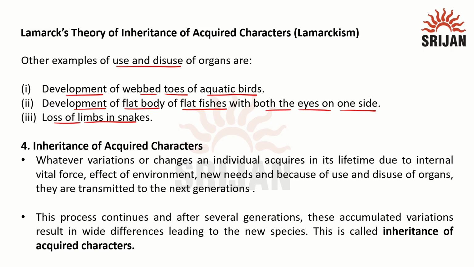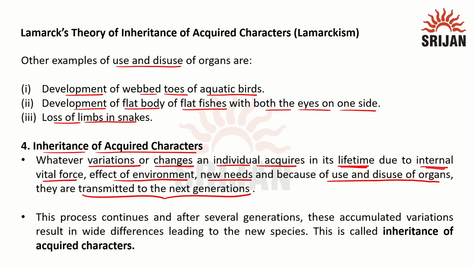And the fourth postulate is inheritance of acquired characters. That is, whatever changes or variation an individual acquires in a lifetime due to internal vital force, effect of environment, new needs, and because of use and disuse of organs, all these changes will be transmitted to the next generation. This process continues generation after generation, and these changes keep on accumulating in the population. The accumulation of variation over a period of time will result in wide differences leading to new species, and this is known as inheritance of acquired characters.